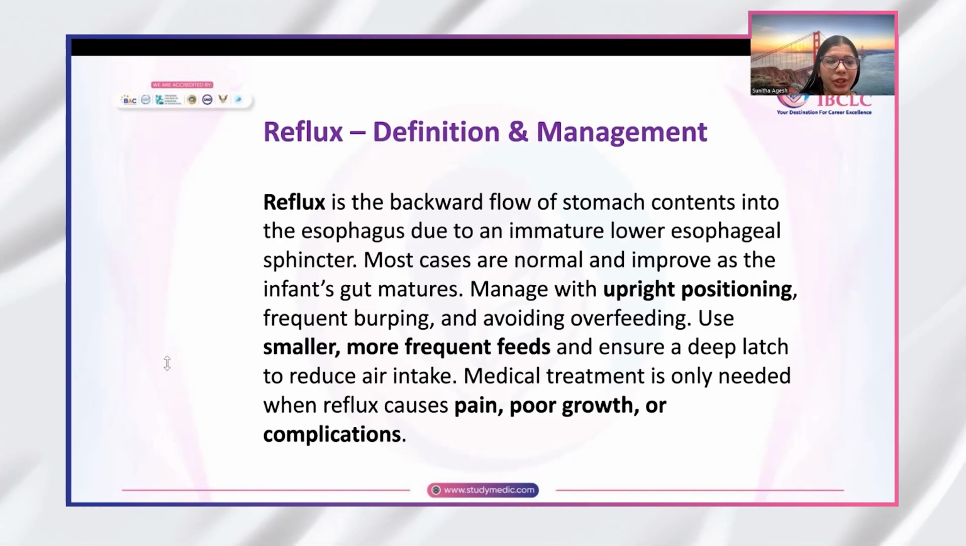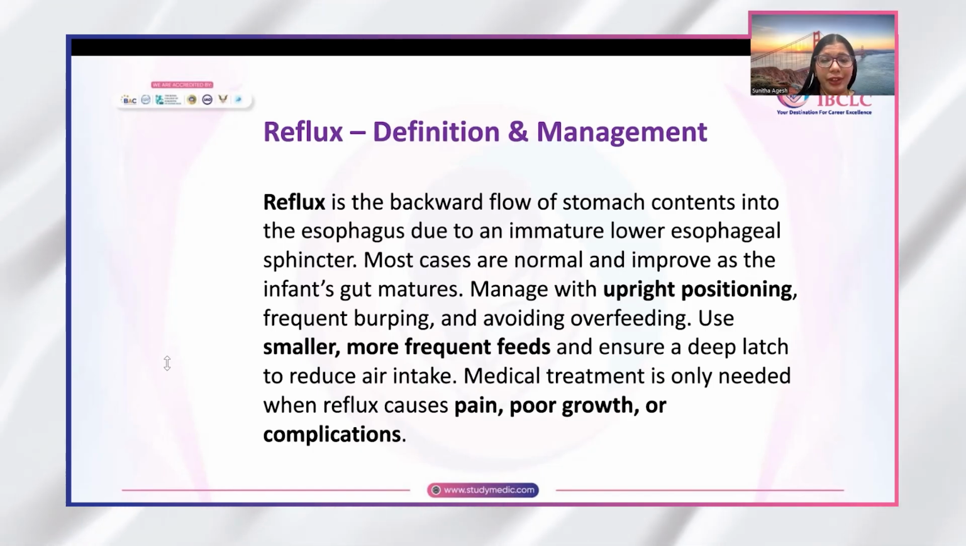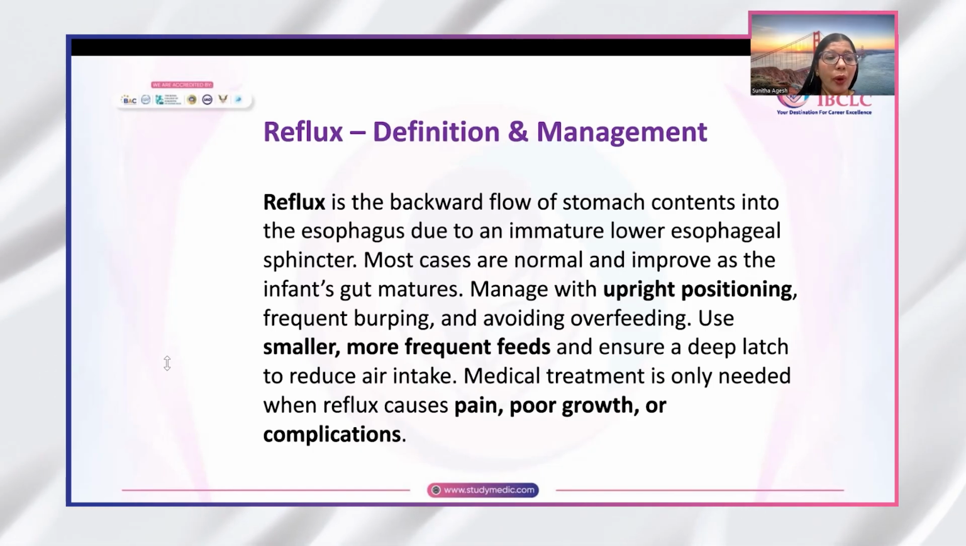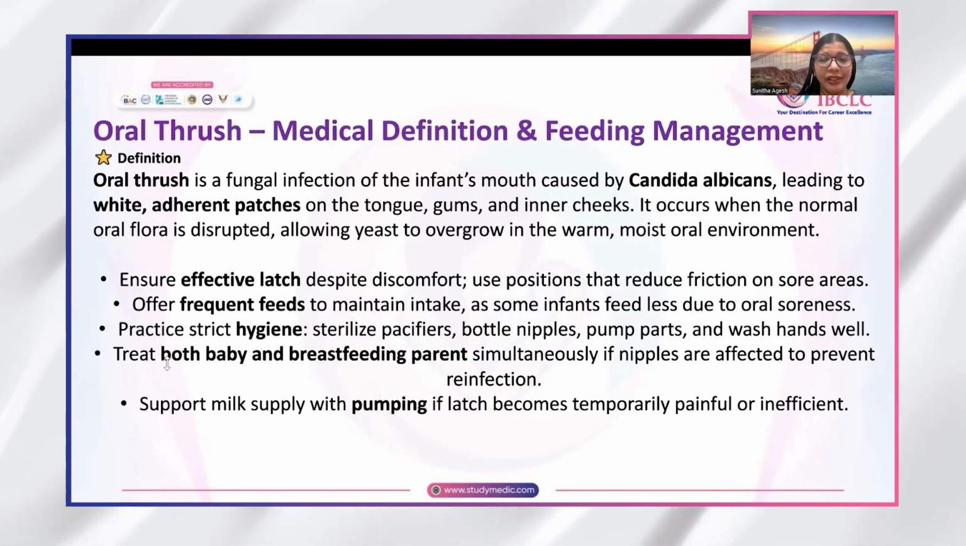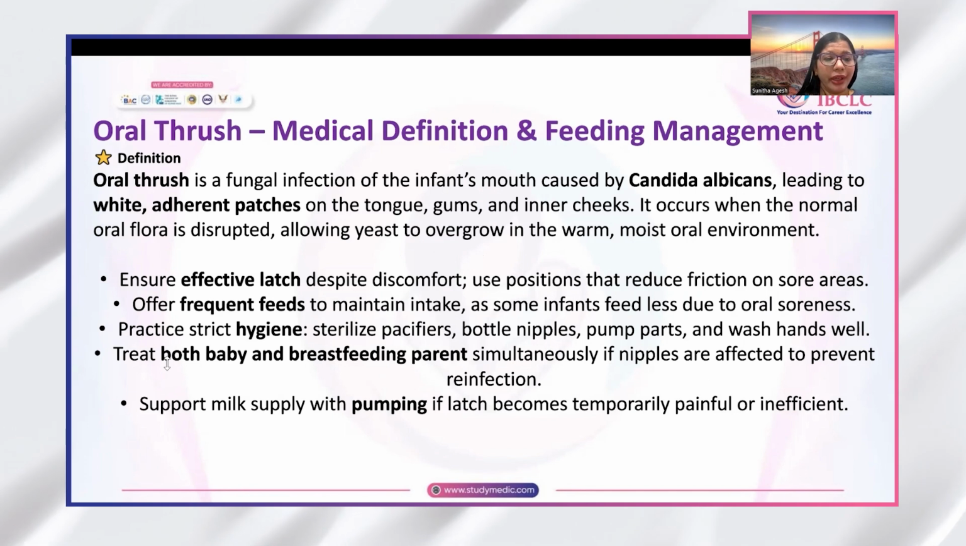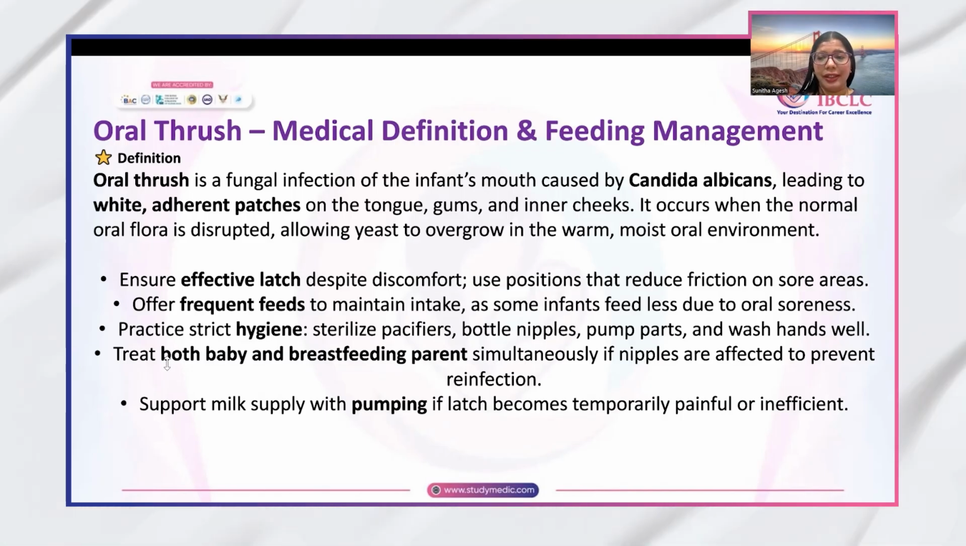Next one is oral thrush. Oral thrush is a fungal infection in the infant's mouth caused by Candida albicans, leading to white adherent patches on the tongue, gums, and inner cheeks. It occurs when the baby's normal oral flora is disturbed, allowing yeast to overgrow in the warm, moist environment. Especially if the mother has mastitis, or the mother received any antibiotics, there's a possibility of the baby developing oral thrush.